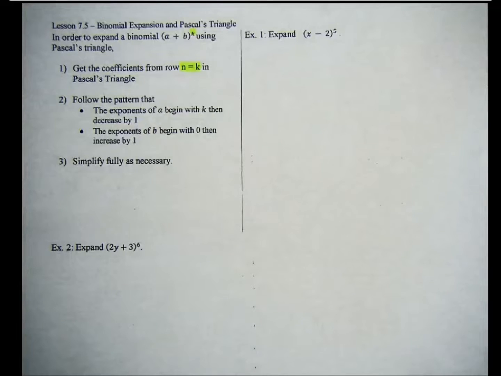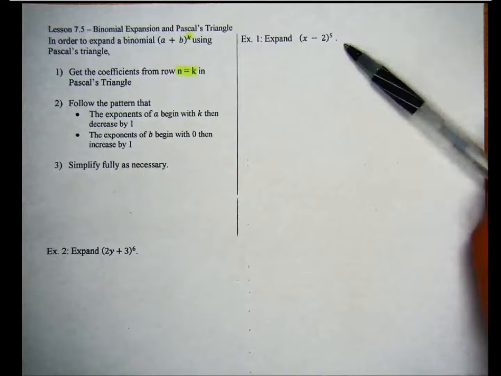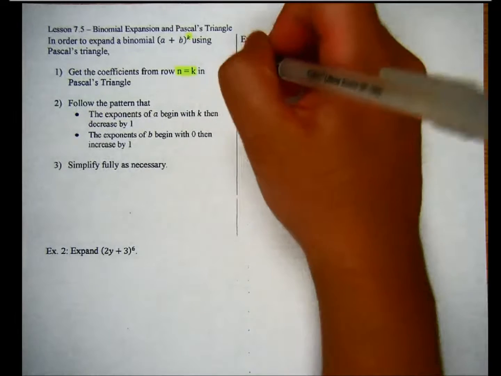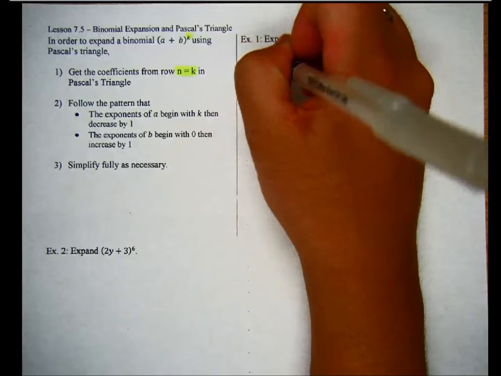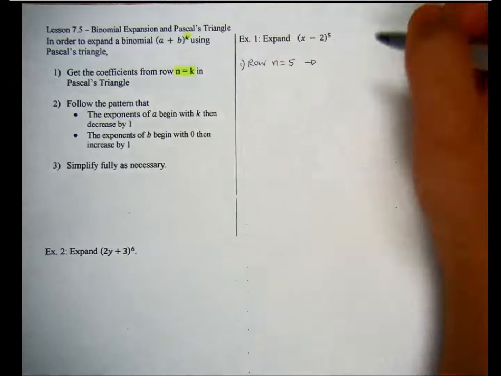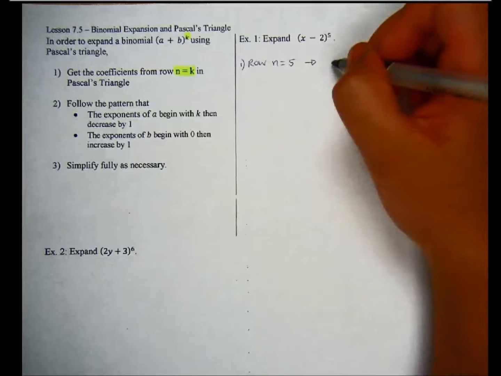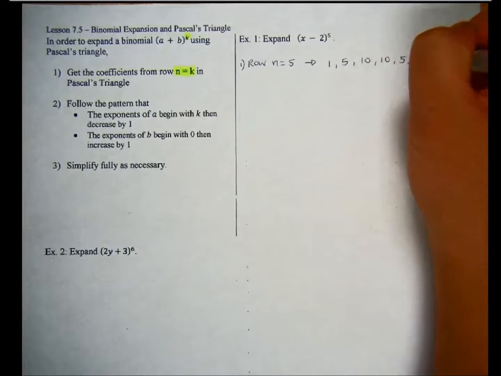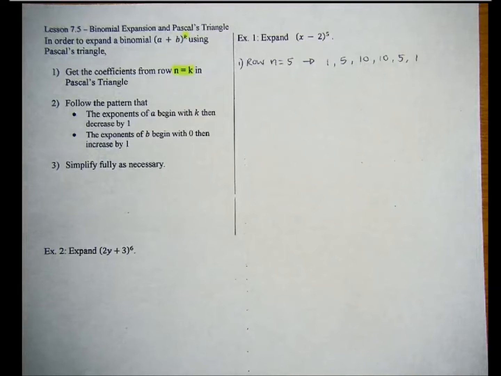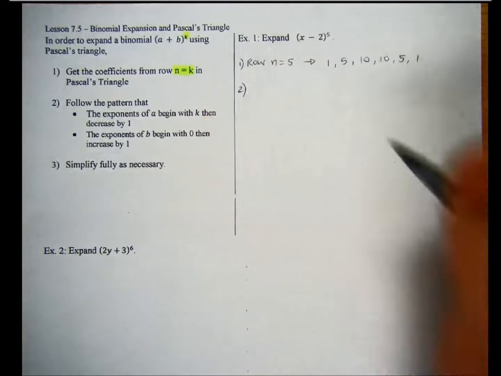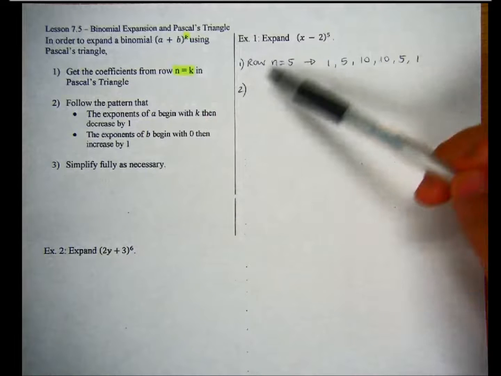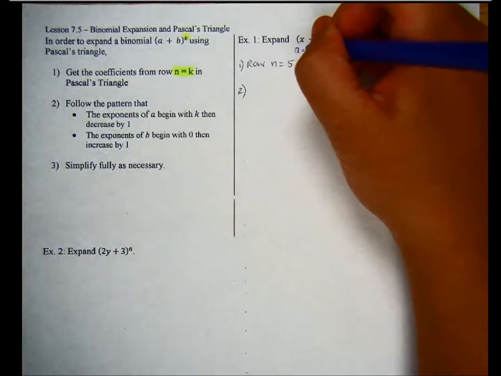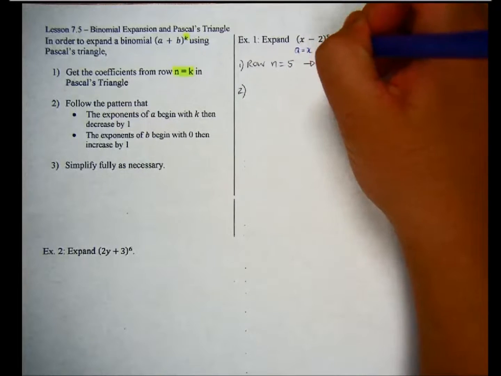Let me go over an example over here. Expand x minus 2 to the exponent 5. So I'm going to look at row n equals 5 for the coefficients. And if I look on my previous page, I see the coefficients are 1, 5, 10, 10, 5, 1. So far so good. Now for my second step, follow the pattern that the exponents of a, so in this case, here's my a, and my b would be negative 2.